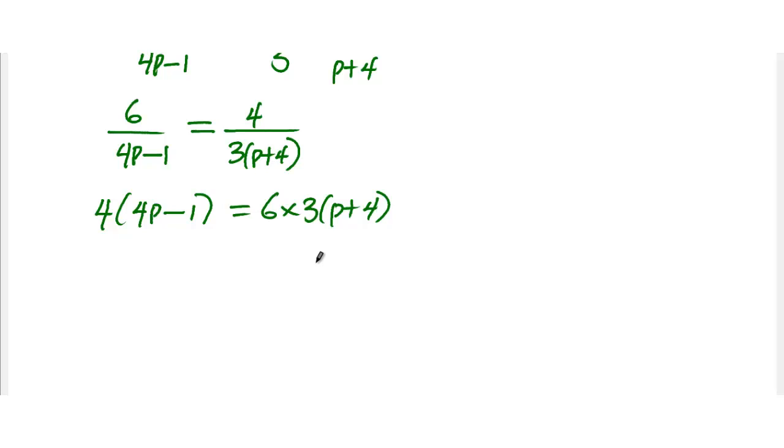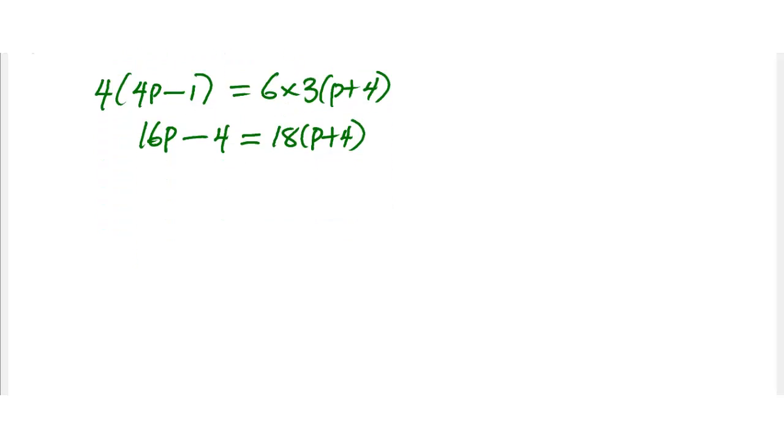So don't forget, what we are looking for is the value of P. So 4 times 4P, we want to open this bracket. That will give us 16P. Then 4 times minus 1, that is minus 4. Now 6 times 3, that is 18 into bracket P plus 4. So, okay, let's continue. We have 16P minus 4 equal to 18 times P, that is 18P. Then 18 times 4 will give me 72.